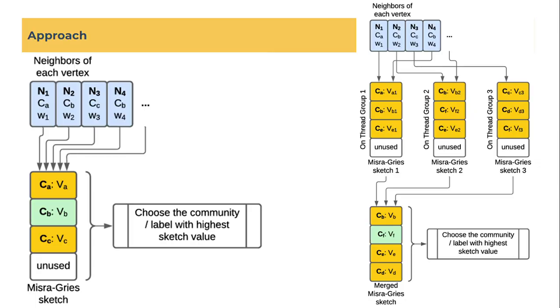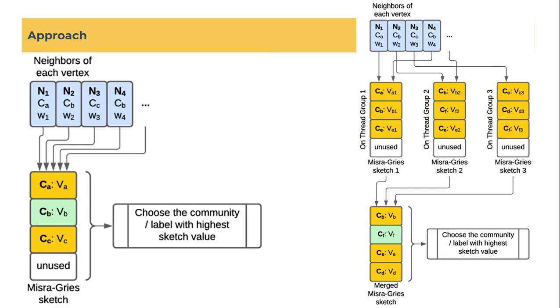Our approach is as follows. For each vertex, we choose the best possible label in LPA given the labels of its neighbors. So each neighbor has an associated label C and an associated linking weight. But we replace the per vertex hash table with a sketch, a Misra-Gries sketch.